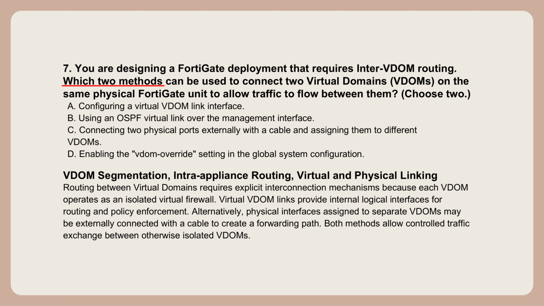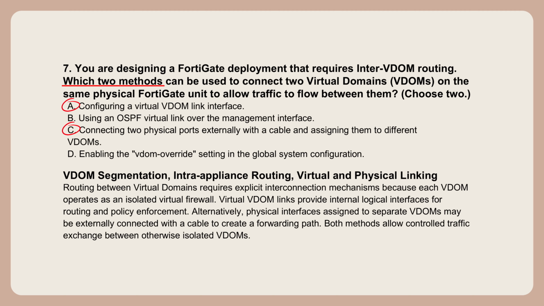Yeah. So the internal method is to configure a virtual VDOM link interface. This creates a logical point-to-point link inside the box. It functions just like a router interface and lets traffic flow directly between the VDOMs. And the external option, which seems a little counterintuitive for a single box. Right, that is literally connecting two physical ports on the outside with a cable. Each port is assigned to a different VDOM. People call it hairpinning or loopback.